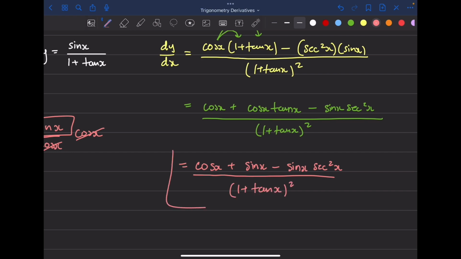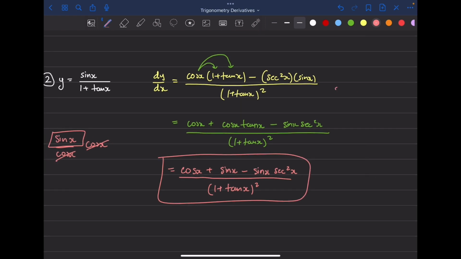And you are done. Once again, you could have left it as any of these three answers here, but the more you simplify, the neater it's going to look, especially since these questions aren't easy. It doesn't really matter. But once you get to more difficult questions, simplifying is going to make it look a lot nicer. Okay, but yeah, so this is question number 2. Let's move on to question number 3.